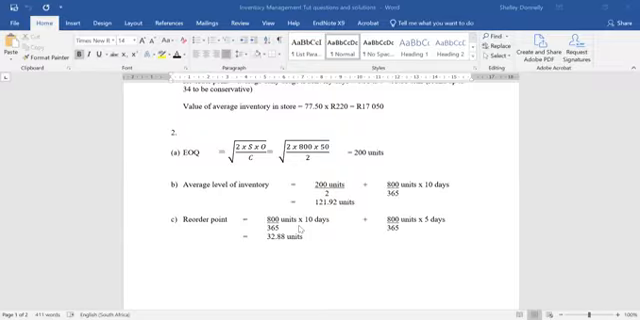If there had been no buffer stock, then the order point would have just been 800 over 365 times 5. They would just have needed 5 days of stock on hand to cater for the delivery delay.